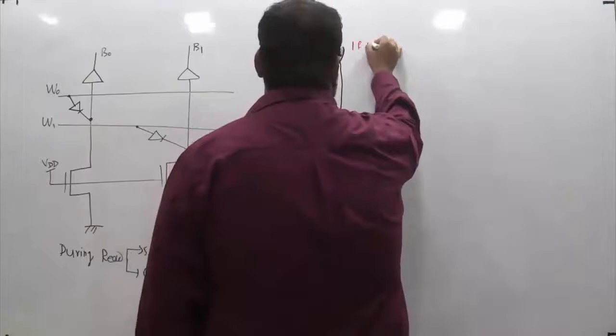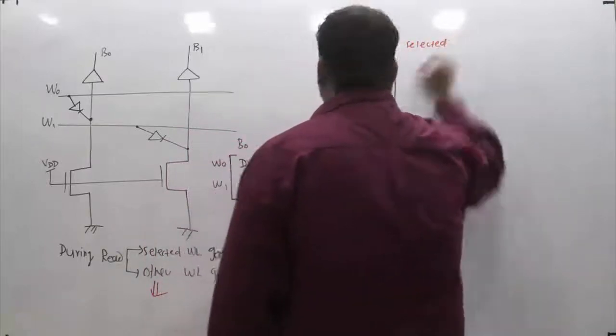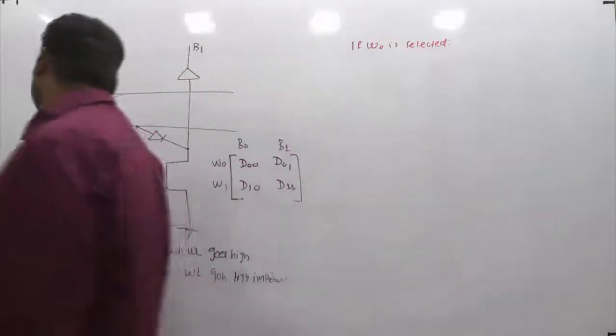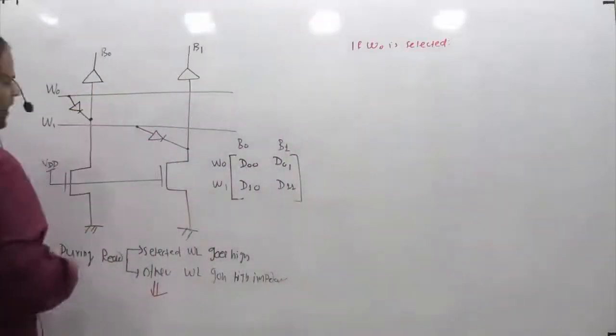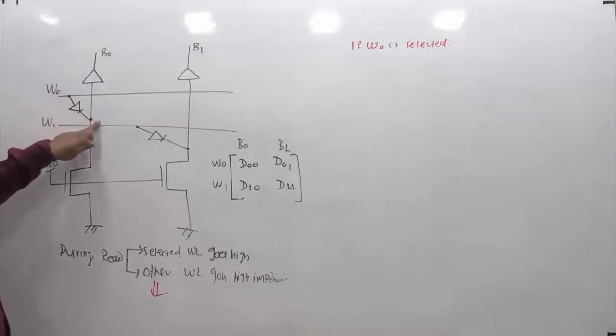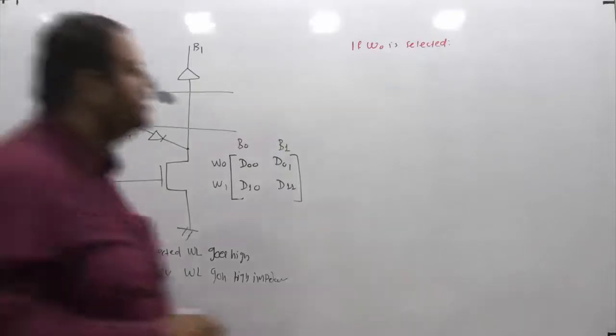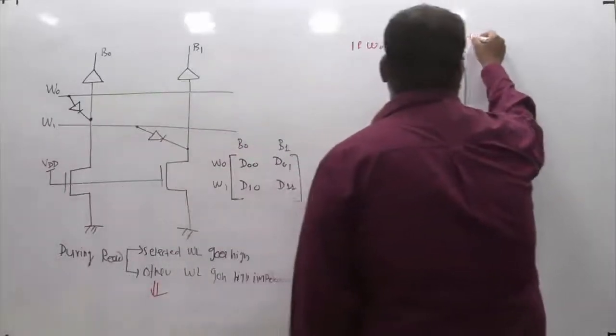If W0 is selected, what is the meaning of W0 being selected? In other words, the signal at W0 should reach this particular line, right? So there is a diode, and a diode can be in on or off state. If you make the diode on, this point signal will be equivalent to this point signal. If you make the diode off, then this is quite independent of this point. So you want to make this diode on. If you want to make this diode on, then we need W0 equal to 1. So if W0 is selected, it means your W0 equals 1.